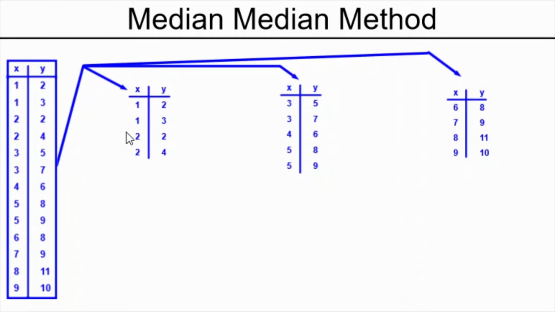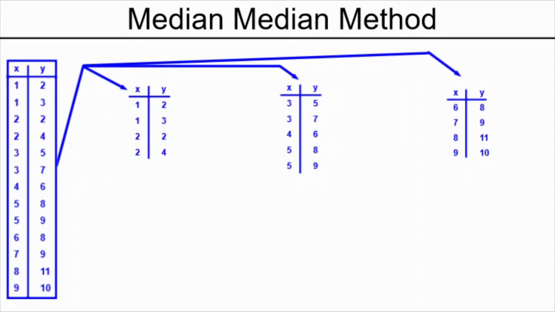Then we divided our table into three smaller tables, trying to make the smaller tables as close to the same size as possible. In this case, we had 13 points, so it was impossible to make them all the same size. But we followed the next rule, which is if one of the tables is a different size than the other, the different sized one should be in the middle. So we have 5 points in our middle table.